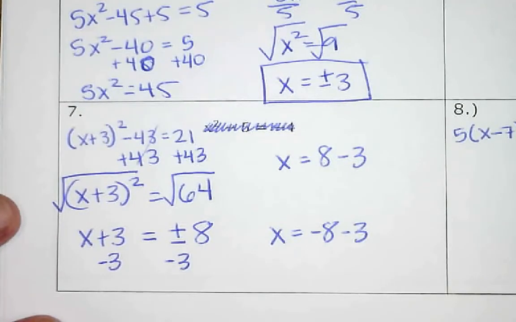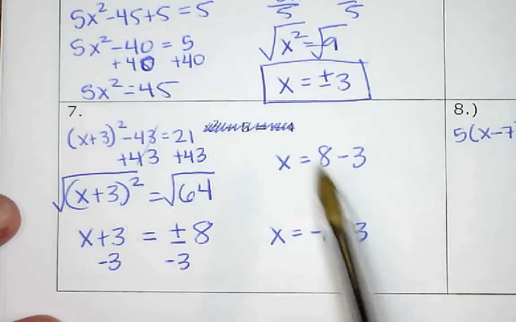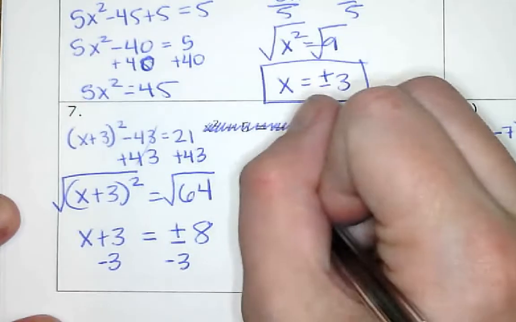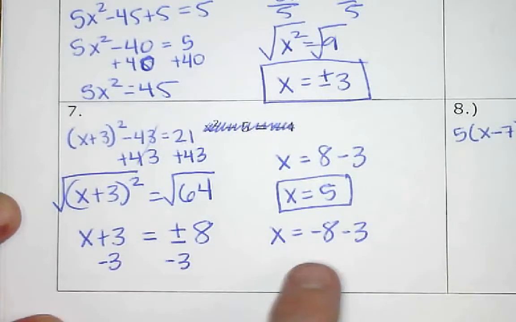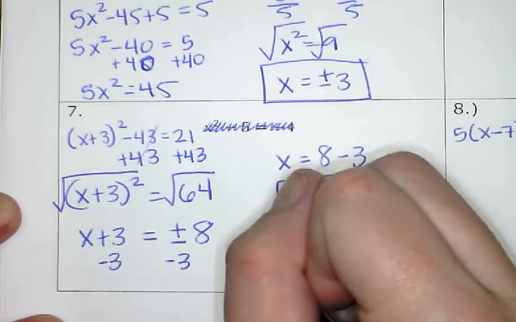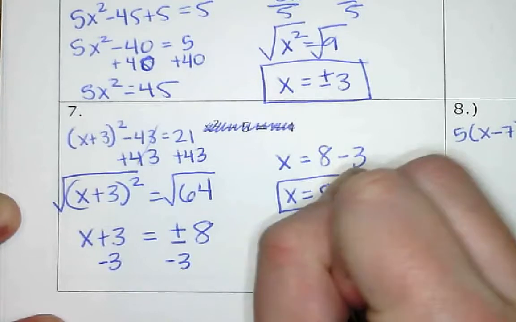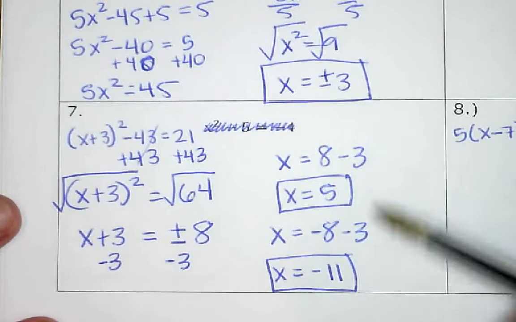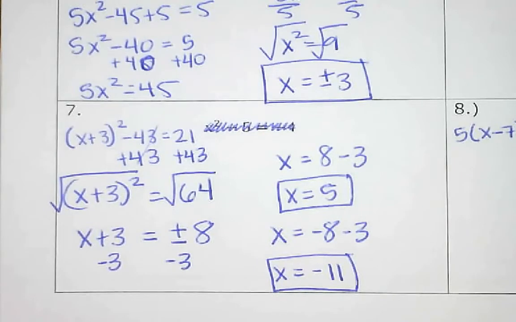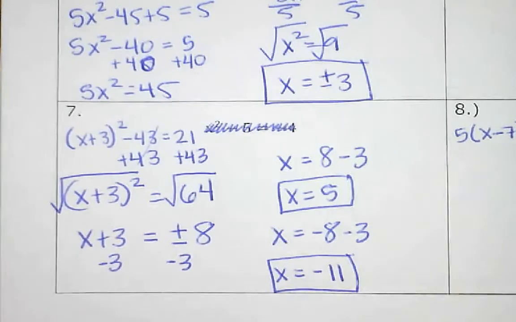Okay. So then, what's 8 minus 3, y'all? X is equal to 5. And then, negative 8 minus 3, my x is equal to negative 11. So my 2 solutions are 5 and negative 11. Do y'all feel okay with that? So, really, guys, solving it by square root is not too bad.